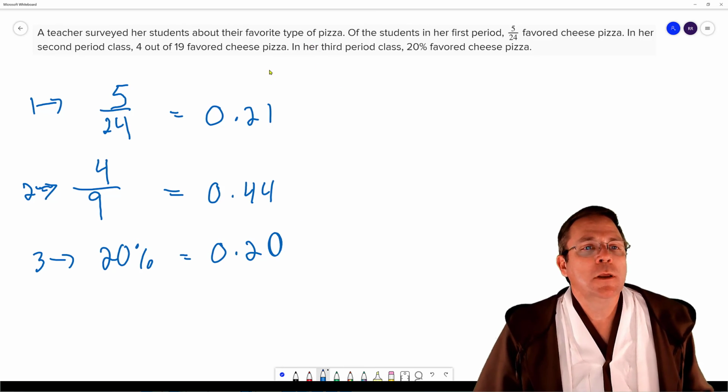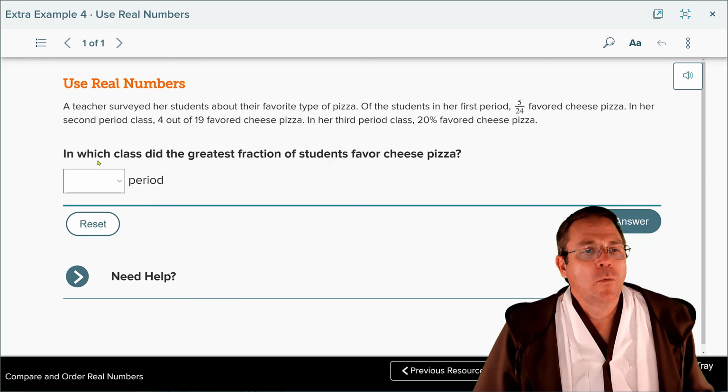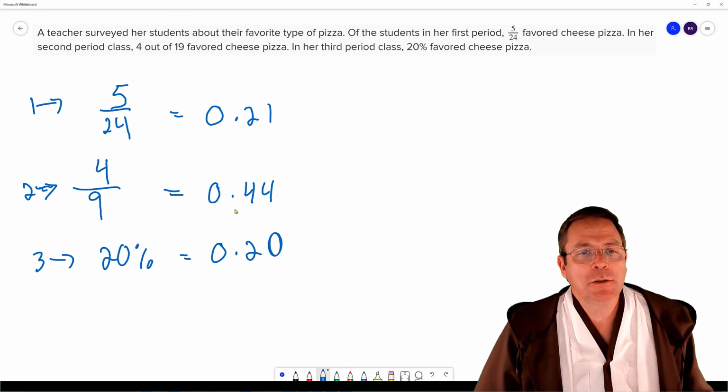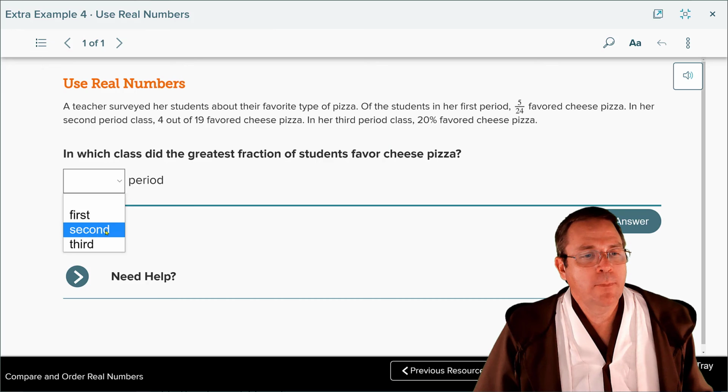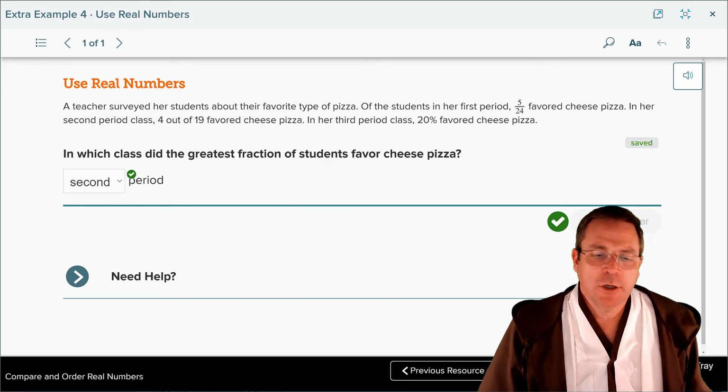The question is, going back over here, in which class did the greatest fraction of our students favor the cheese pizza? Well, the greatest one would have been the second period, 2 over 9. Plug in our second period, check your answer.